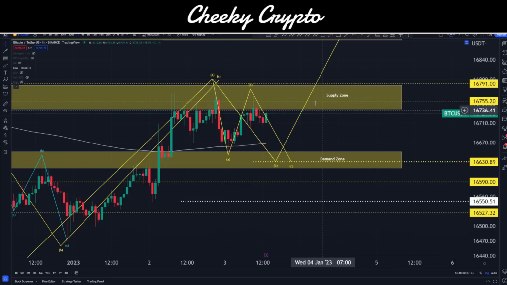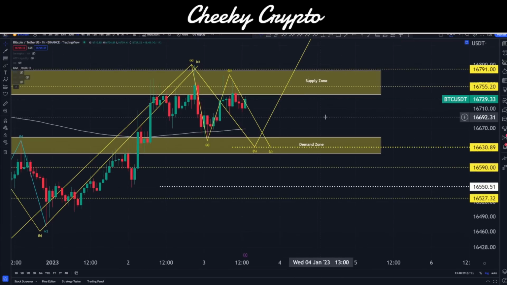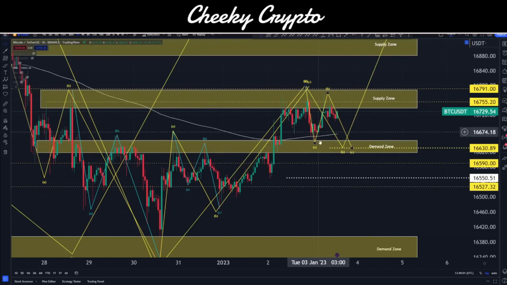Ranging markets, we try to avoid them. They're hard to predict. So yeah, we'll have to see which way this breaks. Once we get that confirmation, then we'll be able to trade accordingly. So just be aware that it's not an ideal situation to be in.